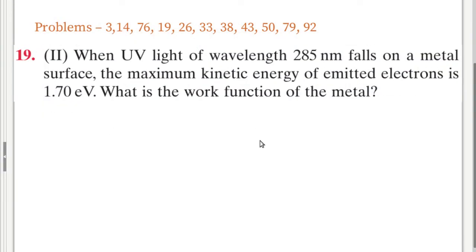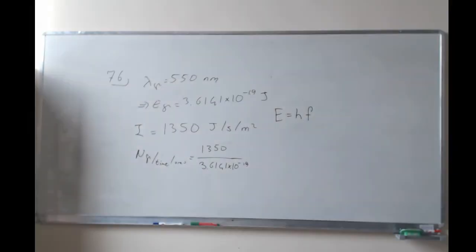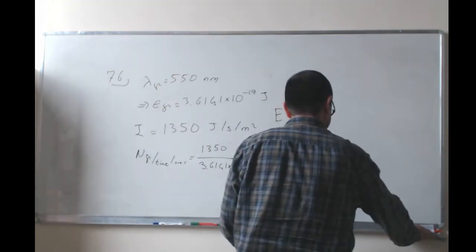Problem 19: when ultraviolet light of wavelength 285 nanometers falls on a metal surface, the maximum kinetic energy of emitted electrons is 1.70 electron volts. What is the work function of the metal? So this is the photoelectric effect, but it certainly includes this idea of light quanta. Let's take a look at this. Problem 19.